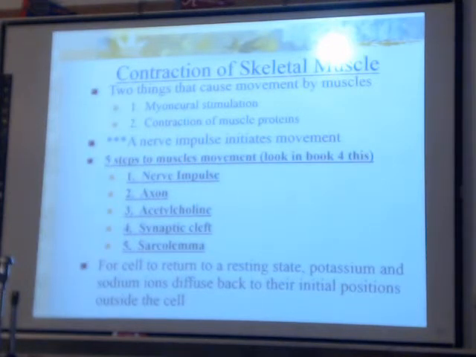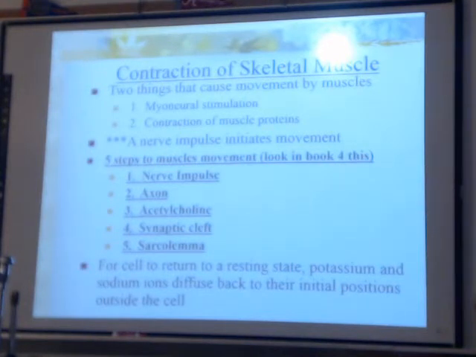And then contraction of the muscle proteins. That is when you actually stand up and these little fibers in the muscle move back and forth across each other and cause that nerve impulse for movement to happen. So there are five steps to every muscle movement. And it says to look in the book for this, but I'm just going to tell you about it.